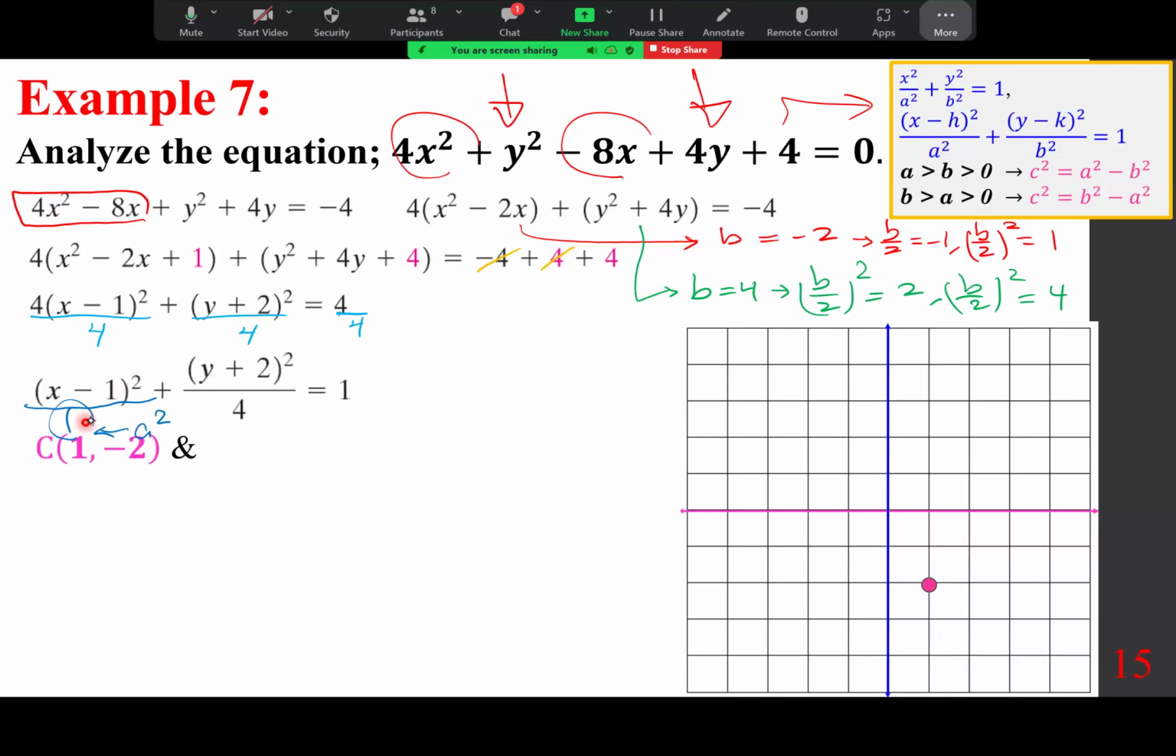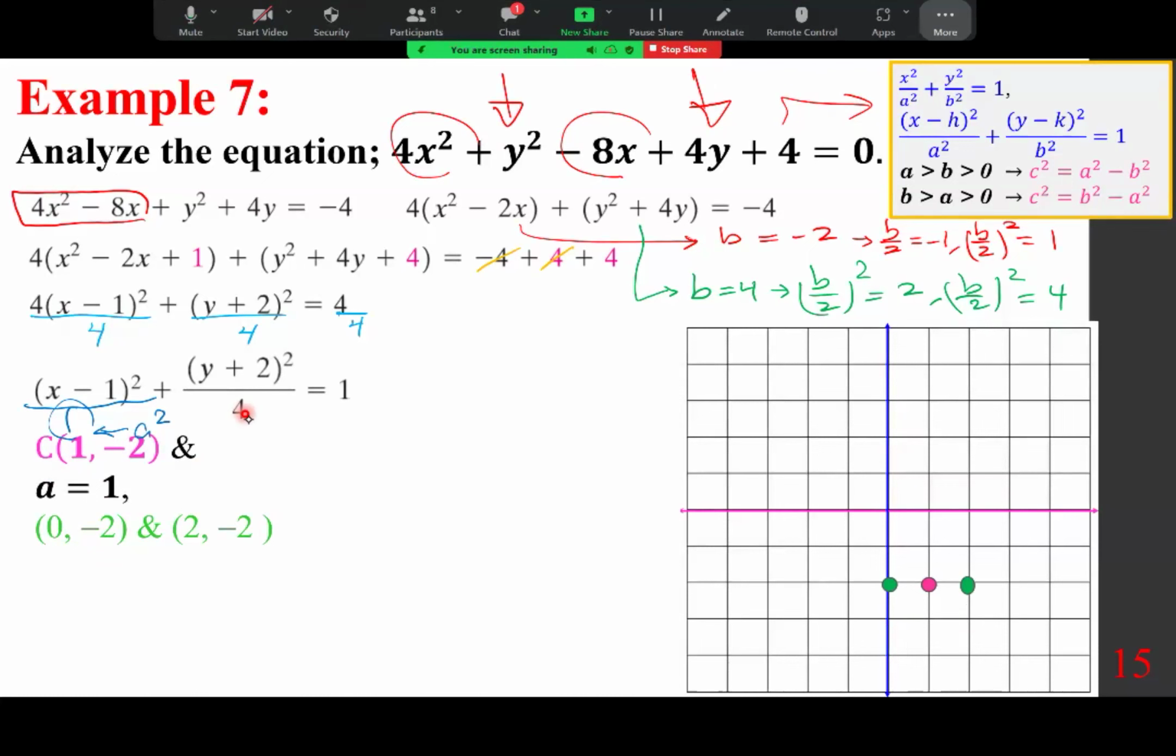As I mentioned, a is 1. So we go back to the center, and we go 1 unit to the left, 1 unit to the right. 1 unit to the left makes this 0, 1 unit to the right makes this 2. So again, 1 unit to the left, 1 unit to the right. To the left, 0, minus 2. To the right, 2, minus 2. And you put them there.